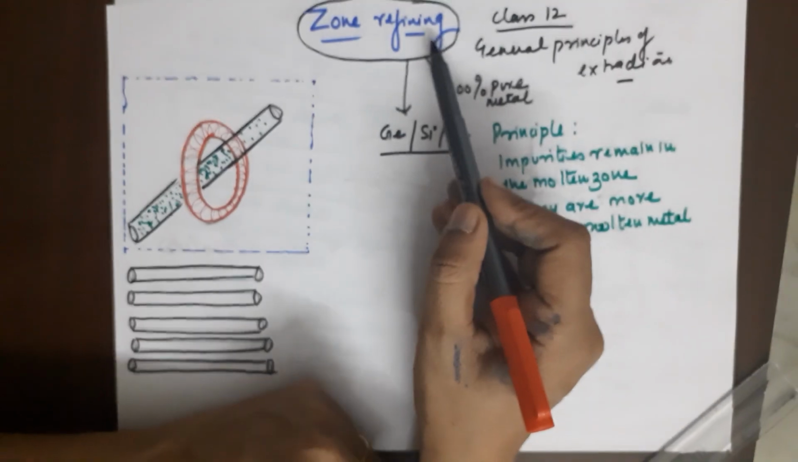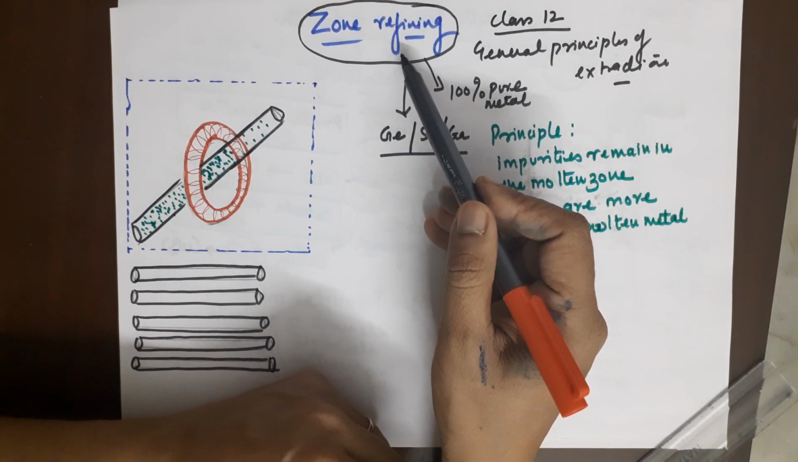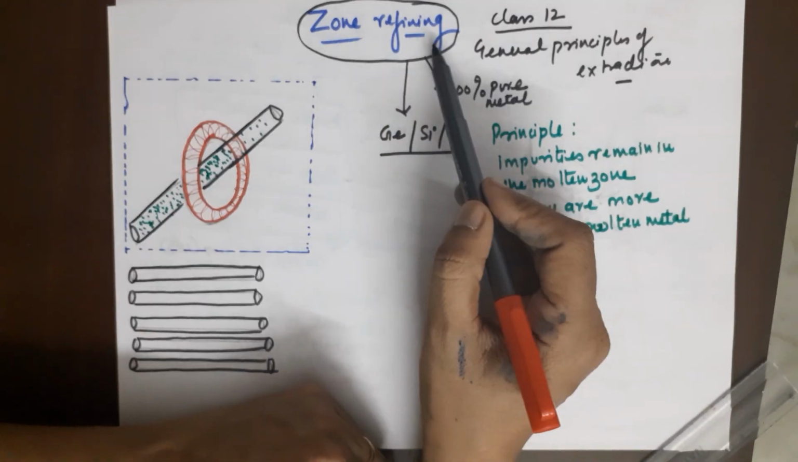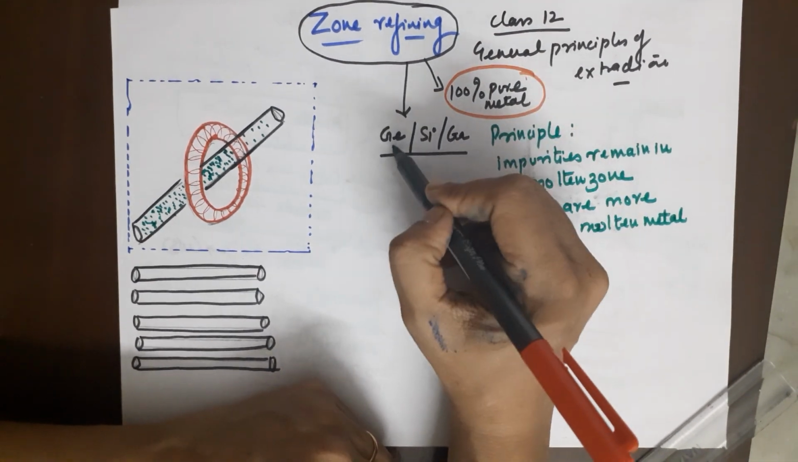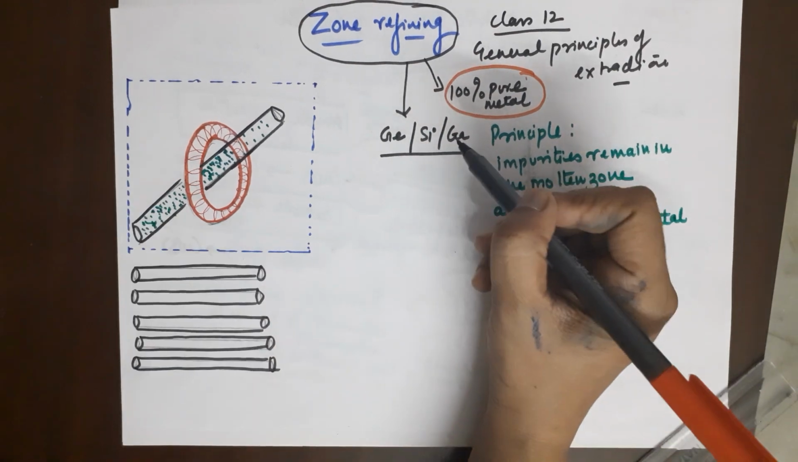As you very well know, refining is a last stage process when we are performing the metallurgy of elements. So during the last stage of refining, in case of requirement of 100% pure metal, you use this technique only for germanium, silicon and gallium.